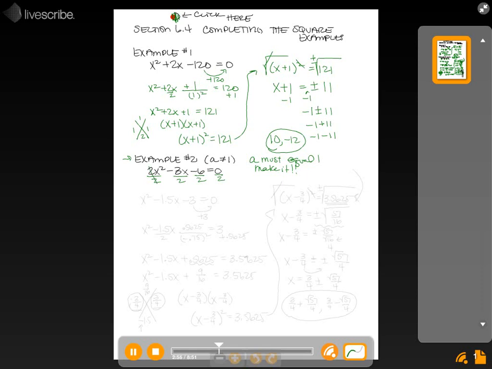That cancels out these, and we're left with x squared. Then we have minus, I'm going to make it 1.5x. Negative 6 divided by 2 is negative 3. And 0 divided by 2 is 0. Now it's just like a problem we had in example 1. A is 1, we're good to go. So we're going to move the 3 over. We're left with x squared minus 1.5x, put a blank, equals 3.